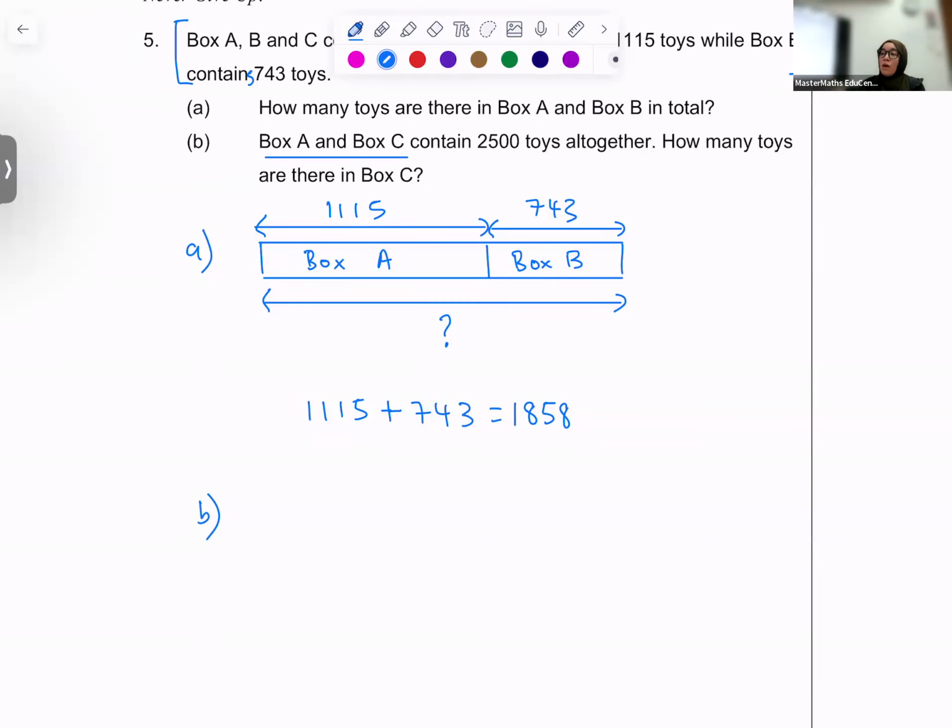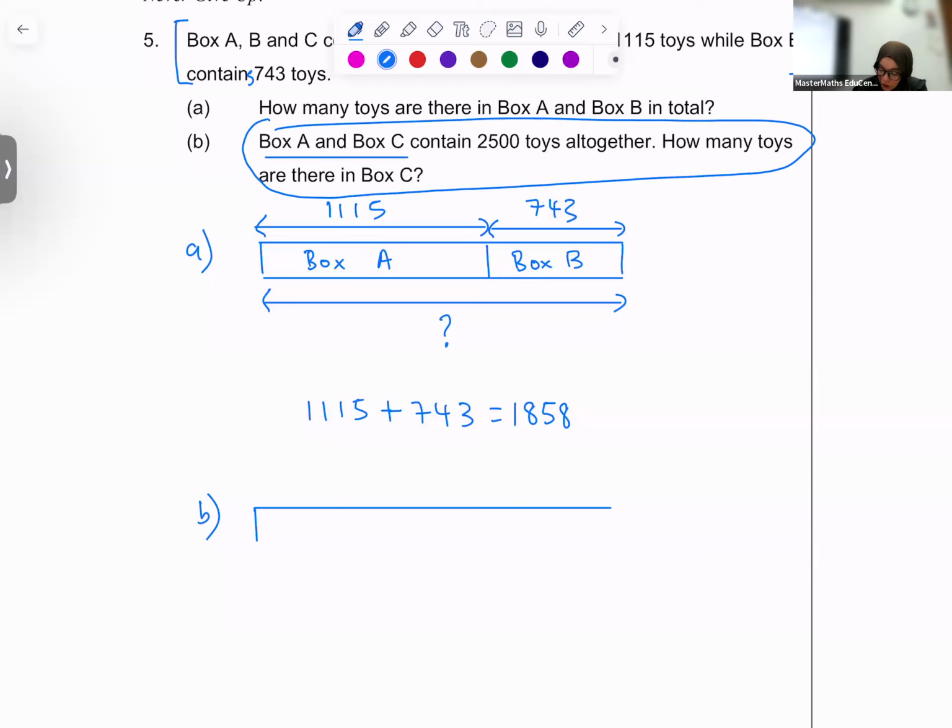What do we draw? Part whole model involving how many boxes? Three? For part B, we're only interested in what and what? A and C. So how many boxes do we need? Just 2. Okay, so we can draw another part whole model.